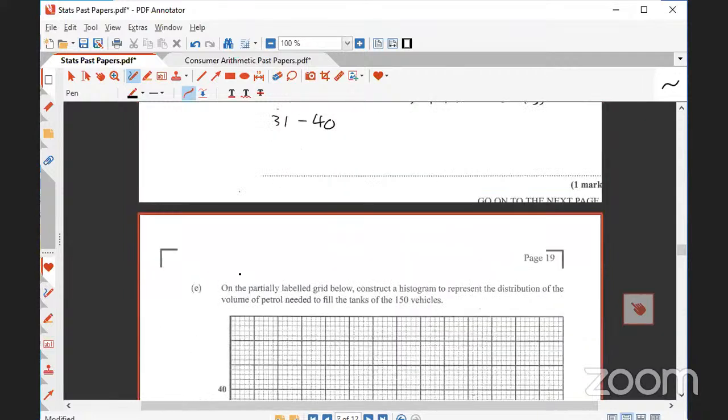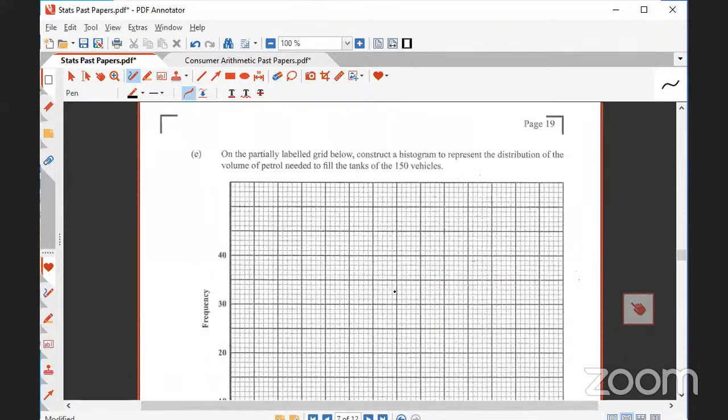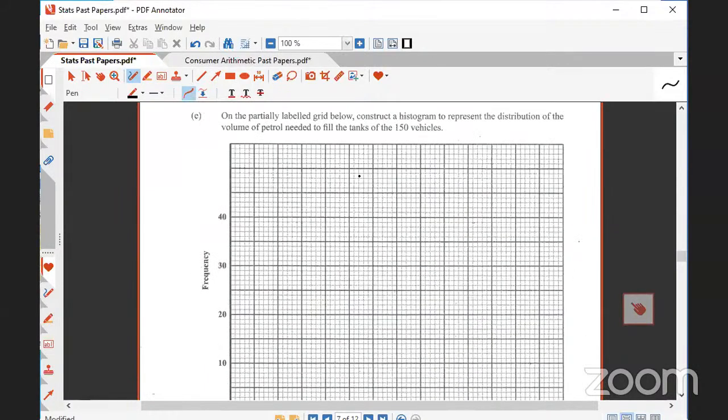And then here now part E, the final part of the question, it says on the partially labeled grid, construct a histogram to represent the distribution of the volume of petrol needed to fill the tanks of the 150 vehicles.